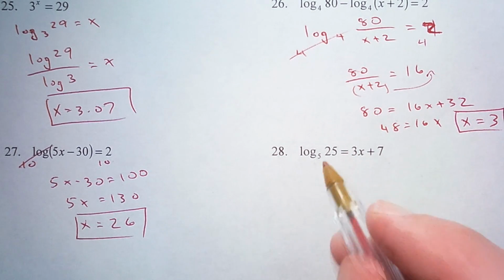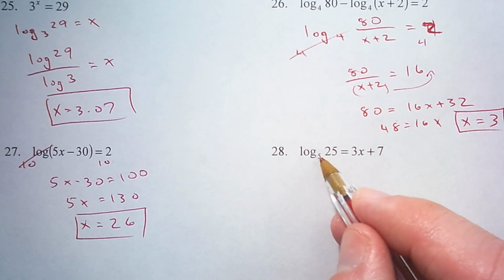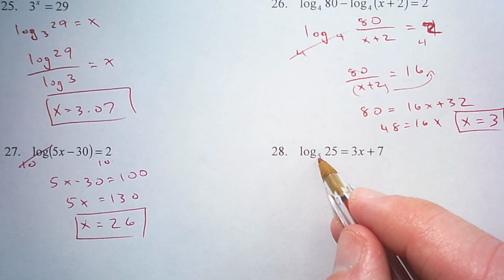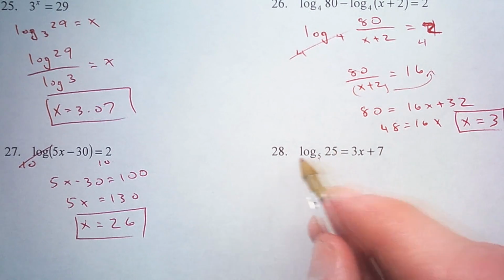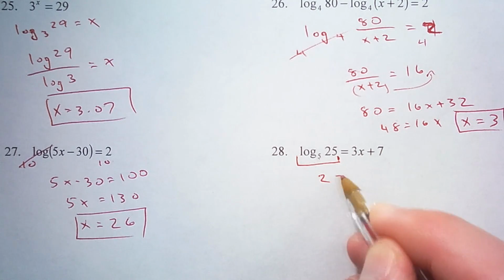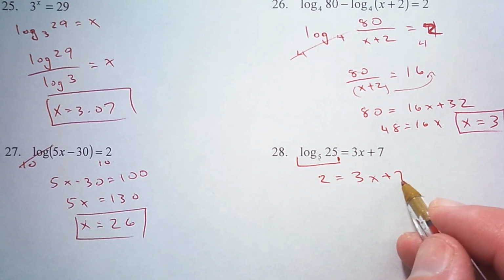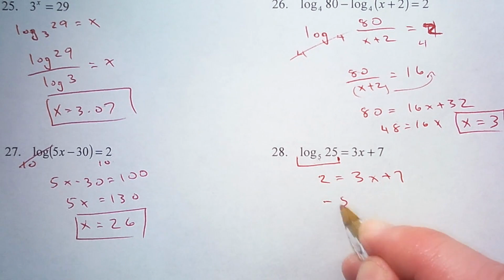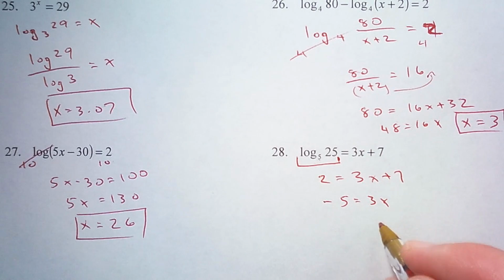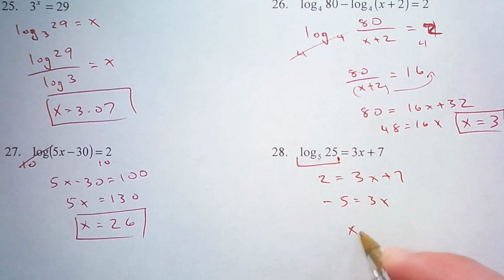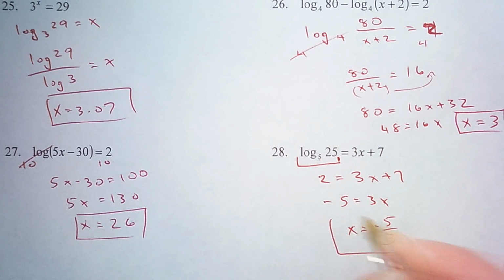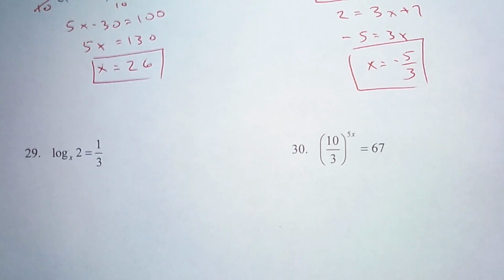Okay, so here, let's evaluate this log. Log base 5 of 25. What power raises 5 to make 25? The 2nd power does. Or I could do log 25 divided by log 5, and I would get 2. Okay, subtract that 7, we get -5 equals 3x. And divide, so I get x is -5 thirds.